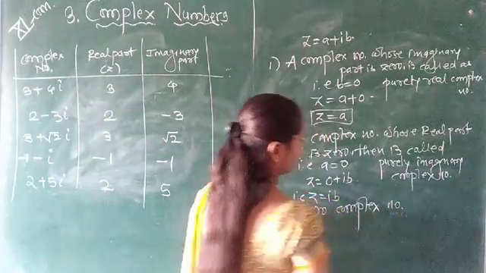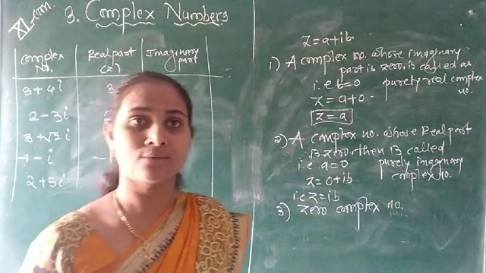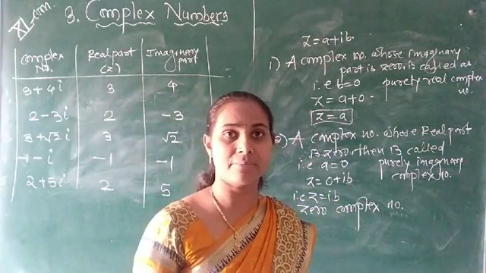Zero complex number. A complex number whose both real and imaginary parts are 0.